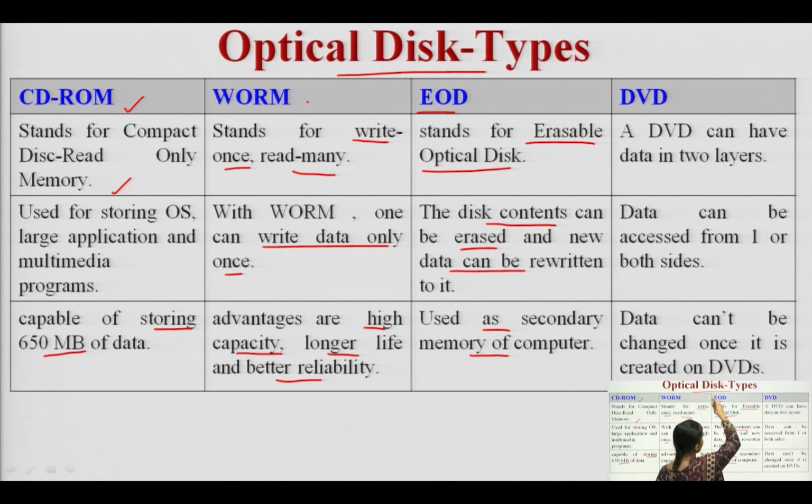Then the fourth kind of optical disk is the DVD. In a DVD, data is basically divided into two layers, and the data can be accessed from one or both sides. The data cannot be changed when it is being stored or created on DVDs.